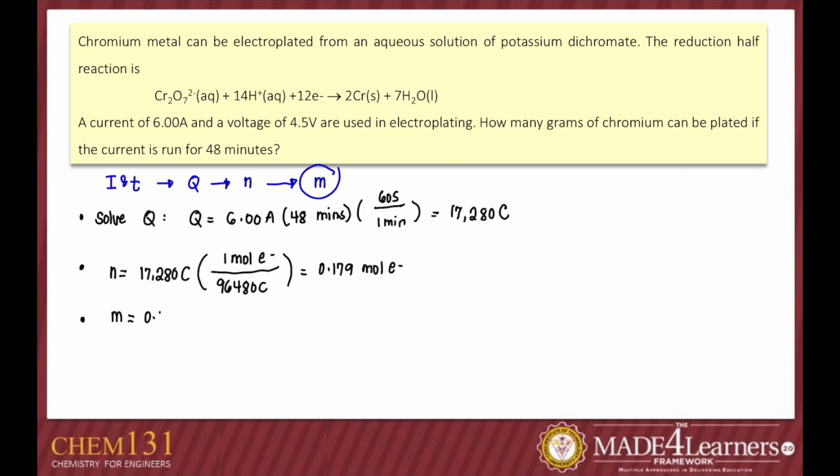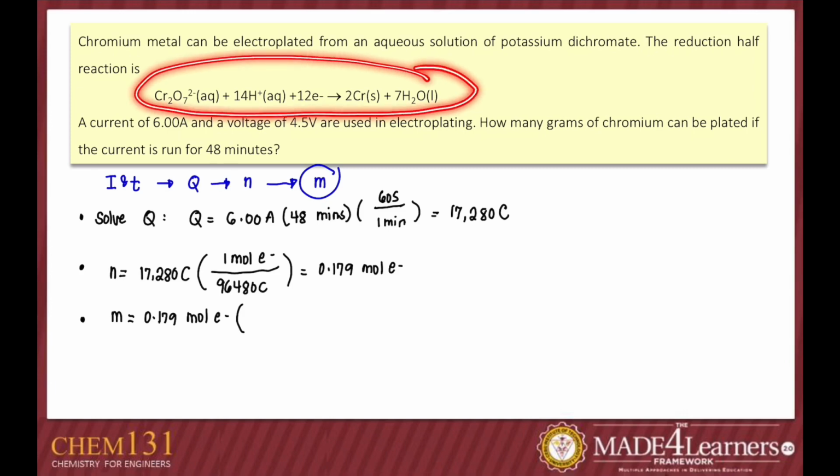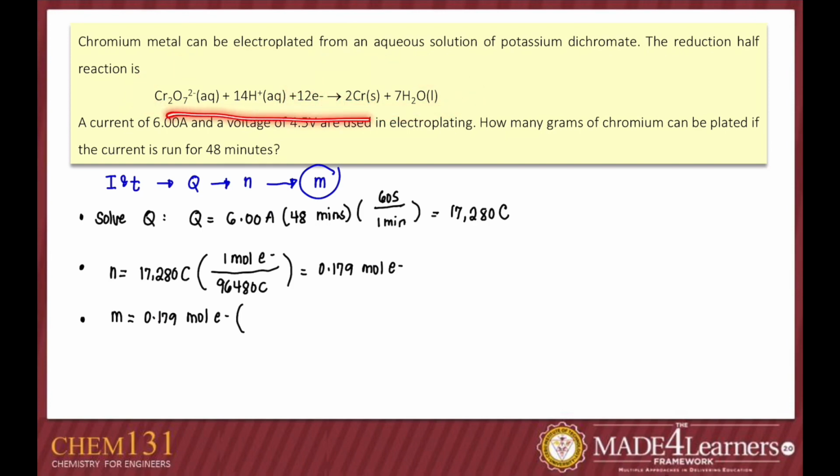So 0.179 mole electrons, and then from here we can see that for every 2 moles of chromium, 12 mole electrons are transferred. So we base it on the half reaction. So 2 mole Cr is 12 mole electrons. So this is actually just dimensional analysis.